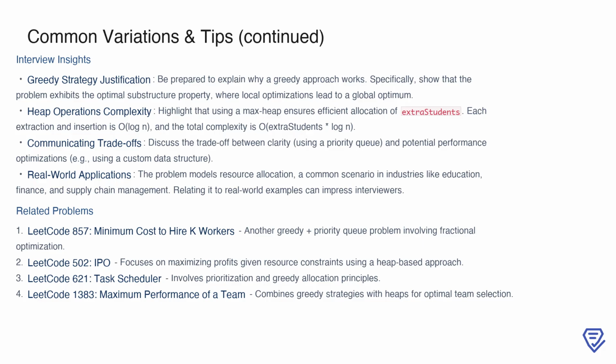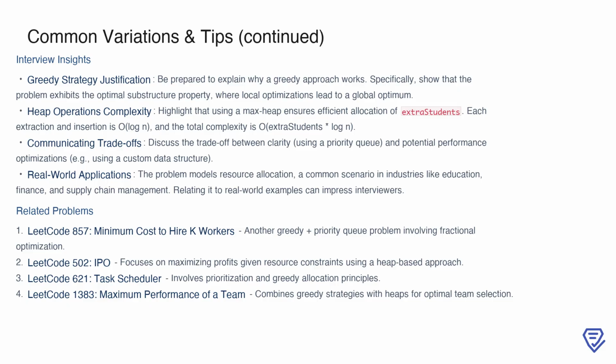Now, let's talk about key insights that can help during interviews. First, it's important to justify the greedy strategy you've chosen. This involves demonstrating that the problem has the optimal substructure property, meaning local optimizations, like allocating to the class with the highest marginal gain, lead to a global optimum. On the technical side, emphasize the efficiency of using a max heap. Each operation, whether extracting the top element or reinserting it after updating, runs in log n. Combined with iterating through the extra students, the overall complexity is extra students * log n.